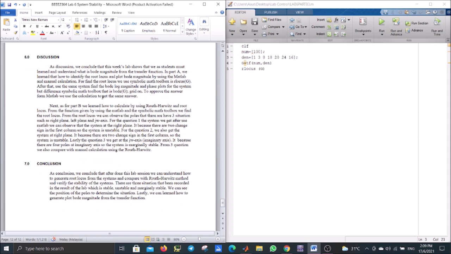Okay, this is for discussion, and for the conclusions, as in the objective, I have concluded that after doing this lab, I understand how to generate root locus from the system, and I can compare it with Routh-Hurwitz methods and verify the stability of the system. Okay, there are three situations that have been recorded in the result of the lab, which are stable, unstable, and marginally stable. So we can see the position of the poles to determine this situation. Lastly, we learn how to generate Bode magnitude plots from the transfer function.